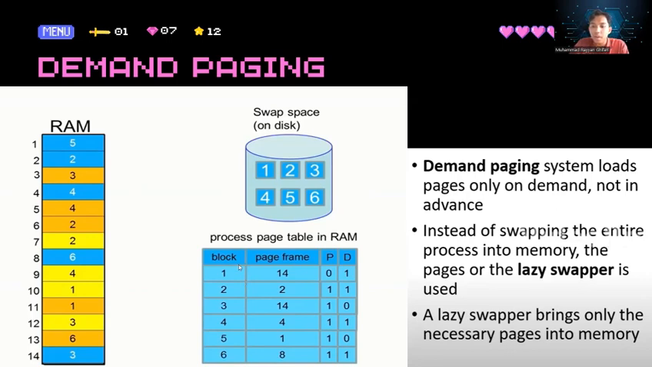The process page table in RAM is a table used by the operating system to record information about each process page. The process page table in RAM is represented by a table with 3 columns: block, page frame, and the P or D column.